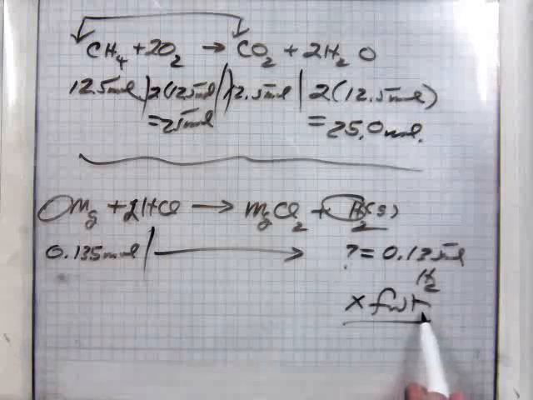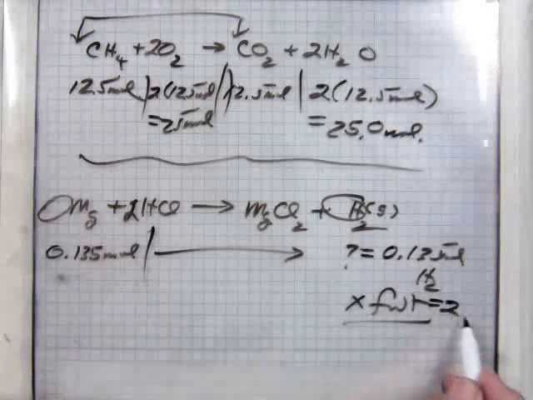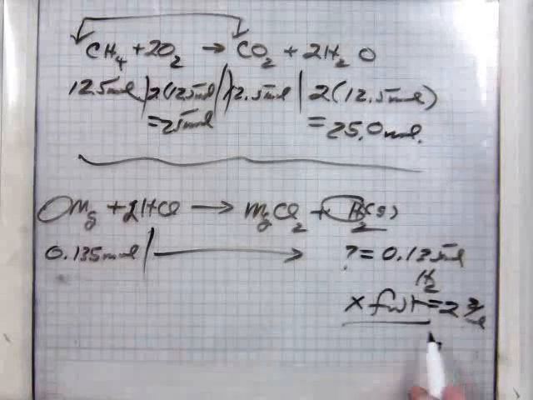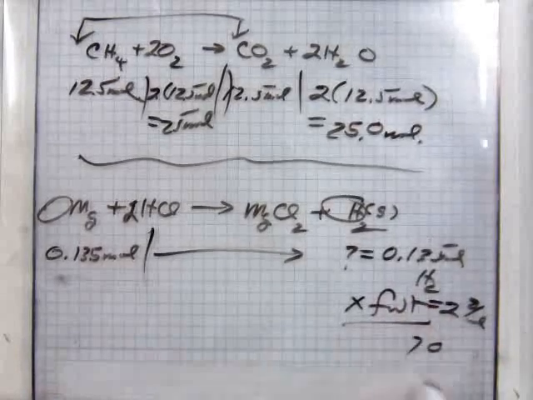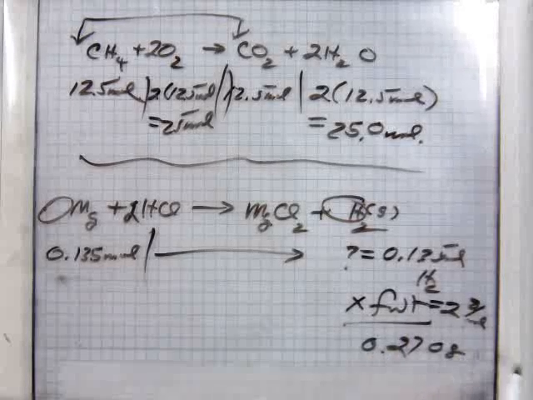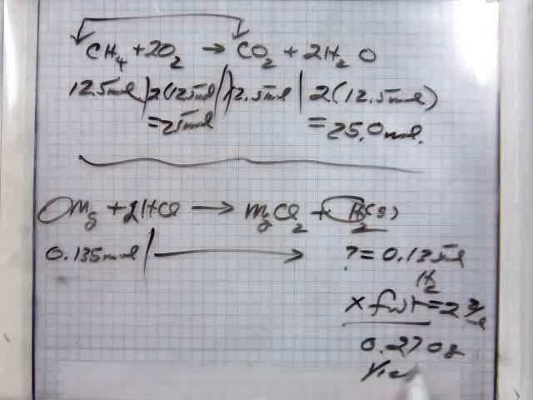And you already know how to convert moles to grams. You multiply times formula weight, which is 2 grams per mole. 2 times 5 is 10, 2 times 3 is 6, 7, and 2 times 1 is 2, 0.27 gram yield. Hydrogen.